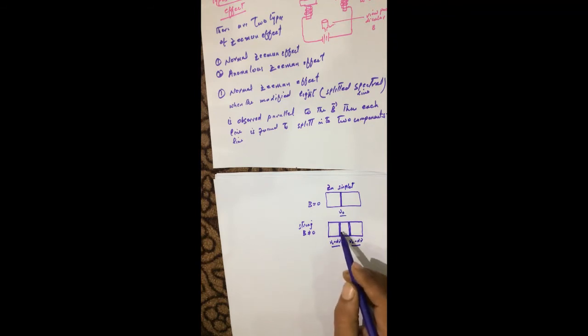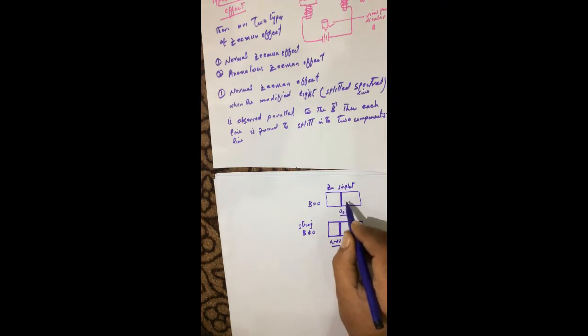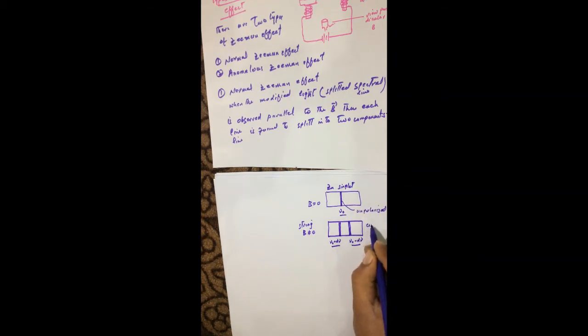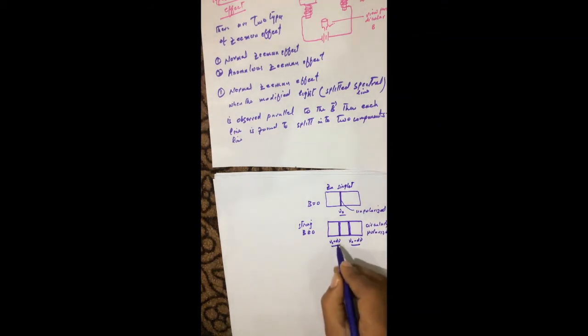But on the other hand, the two components, this component and this component, once they pass through the nicol prism, are found to be circularly polarized. This is unpolarized, and these two lines are circularly polarized. These lines are called sigma lines.